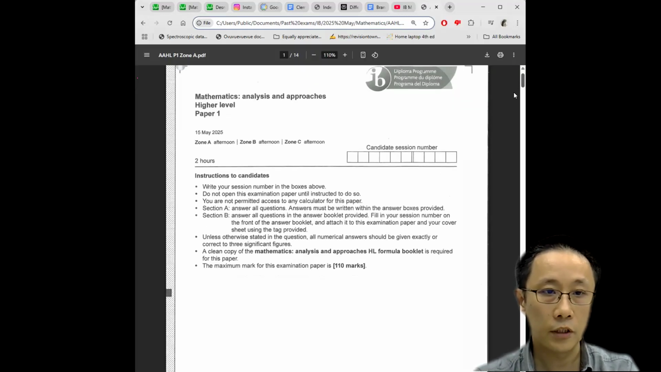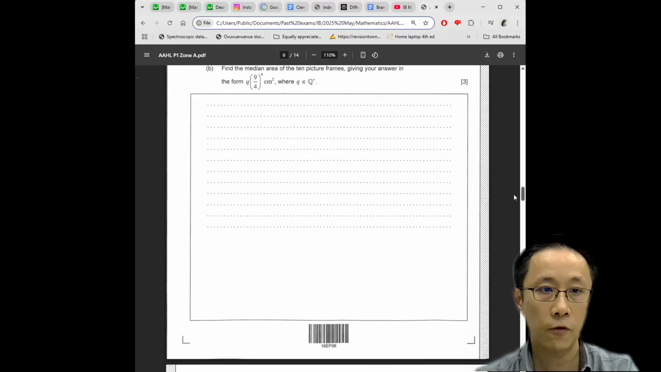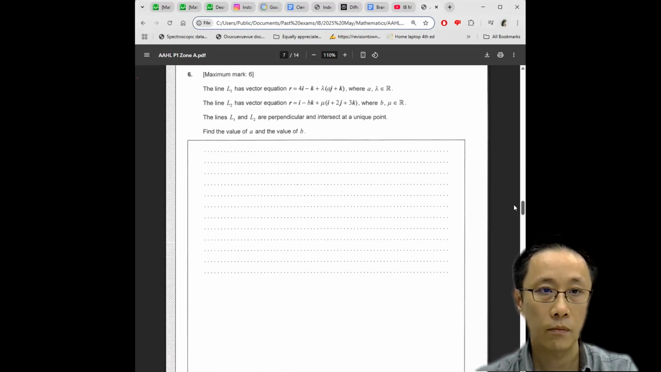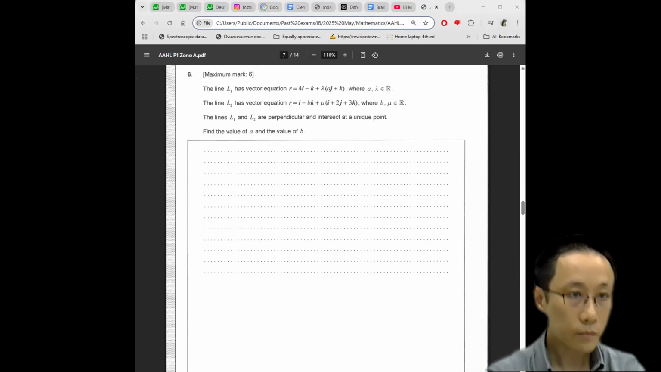So without further ado, let's jump into question 6, which is the first HL only question about some vector 3D lines intersecting at right angles.